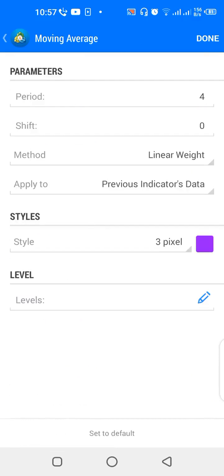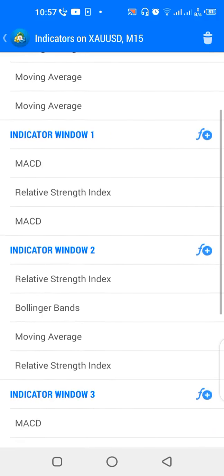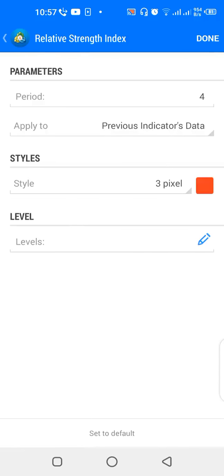Then we have moving average. Period is 4. Shift is 0. Method is linear weights applied to previous indicator's data. Now the color is purple. Then we have relative strength index. Period is 4. Applied to previous indicator's data, and color is red.